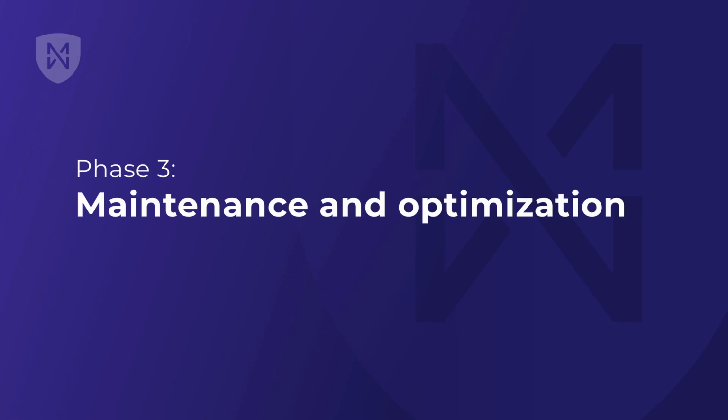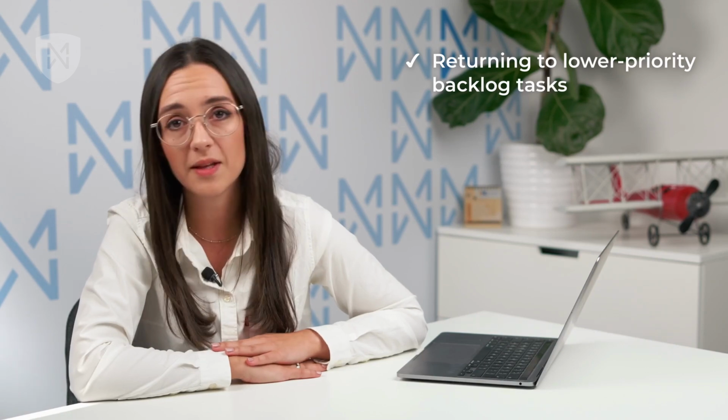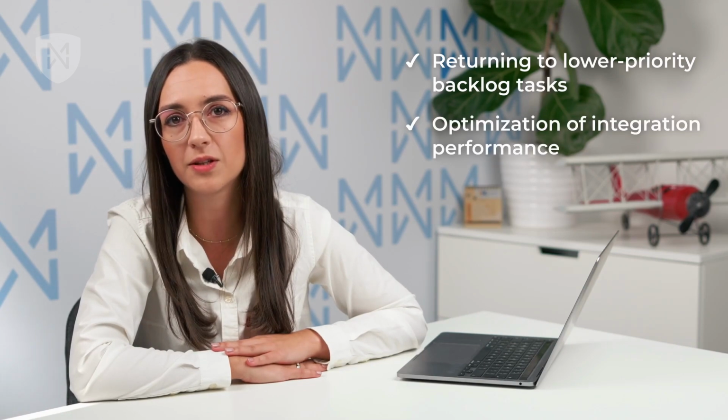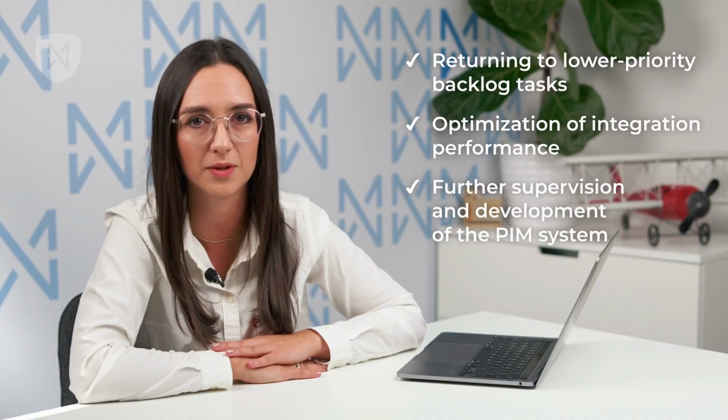The third phase is maintenance and optimization. After the system implementation, we move on to the third phase, which is system maintenance and optimization, often also called the post-MVP phase. In this phase, for example, work can be undertaken that did not have a high priority in the initial stage of the implementation. There may also be optimizations made to the operation of integrations, or simply ongoing supervision of the proper development of the PIM system and the addition of new product data to it. The third phase is a continuous process in which the PIM system becomes part of the organization's system architecture, requiring more regular reviews, training for new users, and the addition of new functionalities based on new requirements that arise from users.